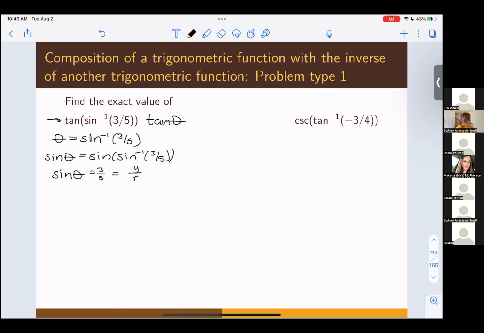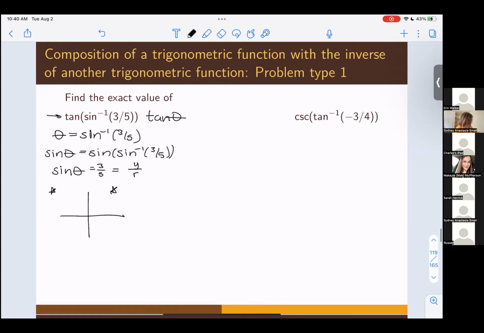So let's draw a picture. What does this look like? Well, first of all, we need to ask ourselves, what quadrant is this in? Well, our sine is positive, so that means we know it's in quadrant 1 or quadrant 2. But do we know which one? We actually do, and that information is embedded right up here.